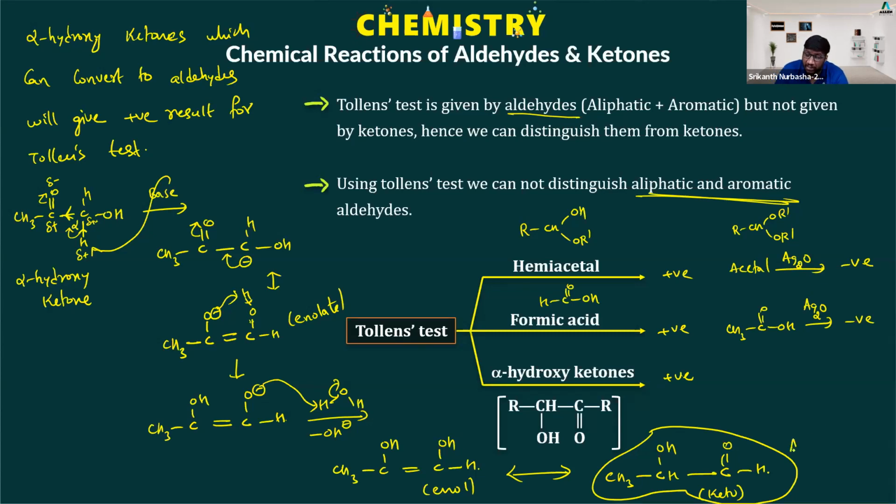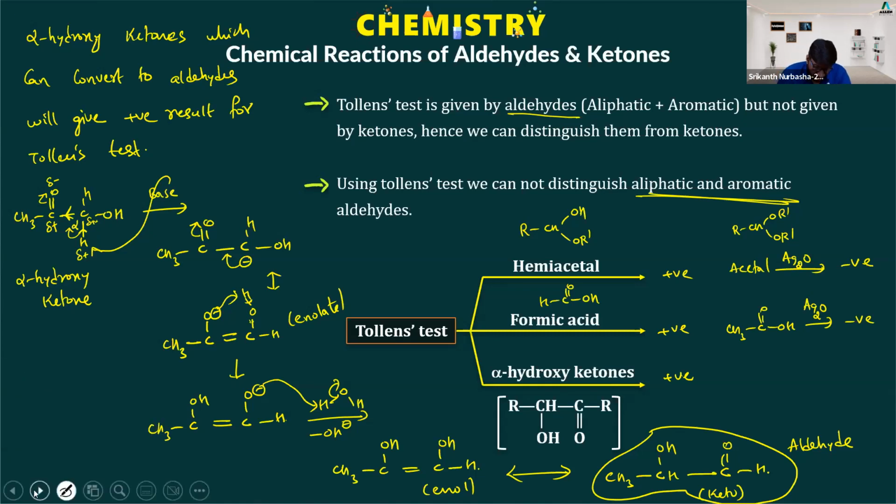But is it an aldehyde or not? Yes or no? The alpha hydroxy ketone has been converted to the respective aldehyde. So this aldehyde can show Tollens test or not? Alpha hydroxy ketones which can convert to aldehydes will give a positive result for Tollens test. This is a point you need to understand.